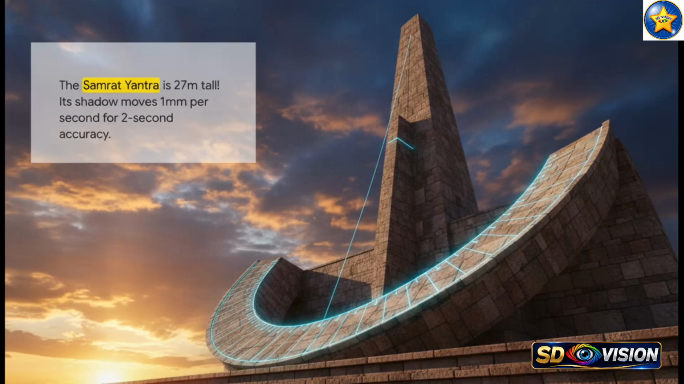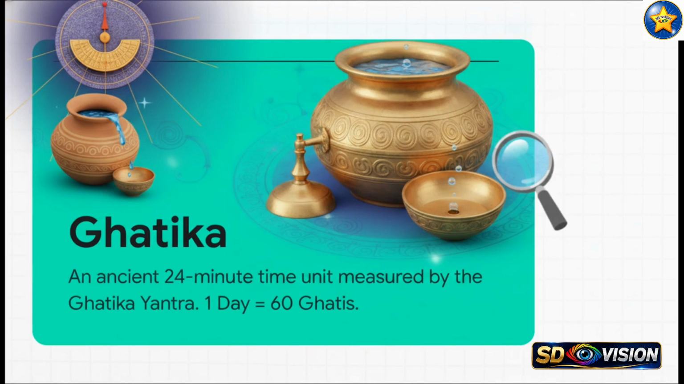But wait, if you want to talk about scale, the Samrat Yantra in Jaipur is absolutely wild. Built about 300 years ago, it is the world's largest stone sundial. It stands a massive 27 meters tall. Because it's so incredibly huge, its shadow moves exactly 1 millimeter per second, which means it can calculate time with an astonishing 2-second accuracy. Literally a giant stone building measuring seconds, it's a UNESCO World Heritage Site for a very good reason. Now, sundials are cool and all, but they're basically useless at night or if it's super cloudy.